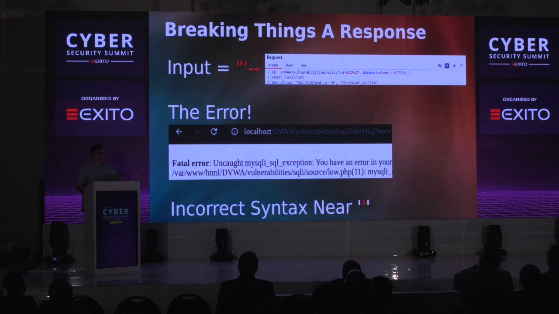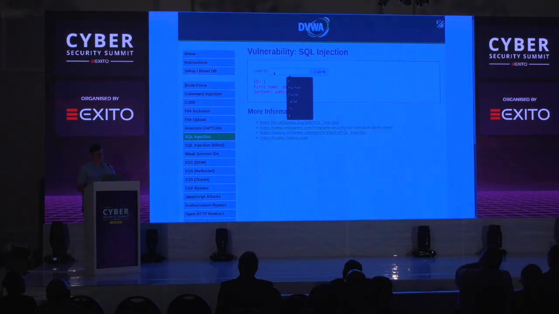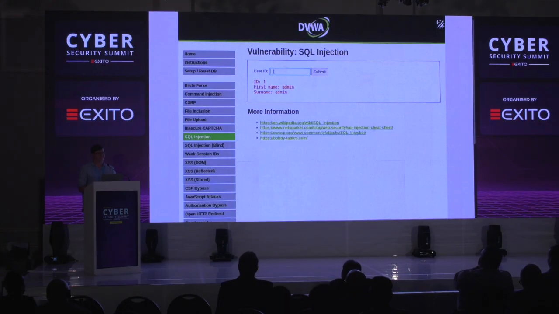Now, what I want to do is I want to break this. That's the first step. I want to see something happen that the developers didn't intend. So for that to happen, I need to create an error. Now, there's a very common test string that we use. This should be detected by just about every WAF, but I'm going to use it for this. It's double, single, dash, dash, right?